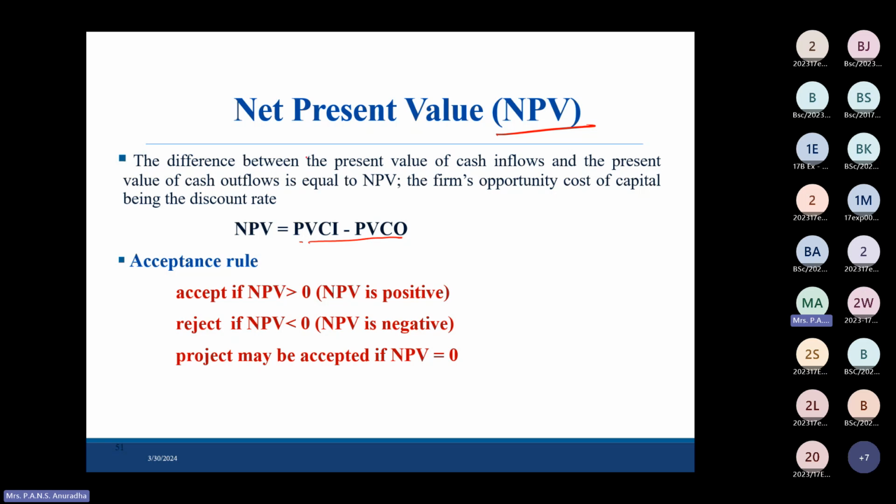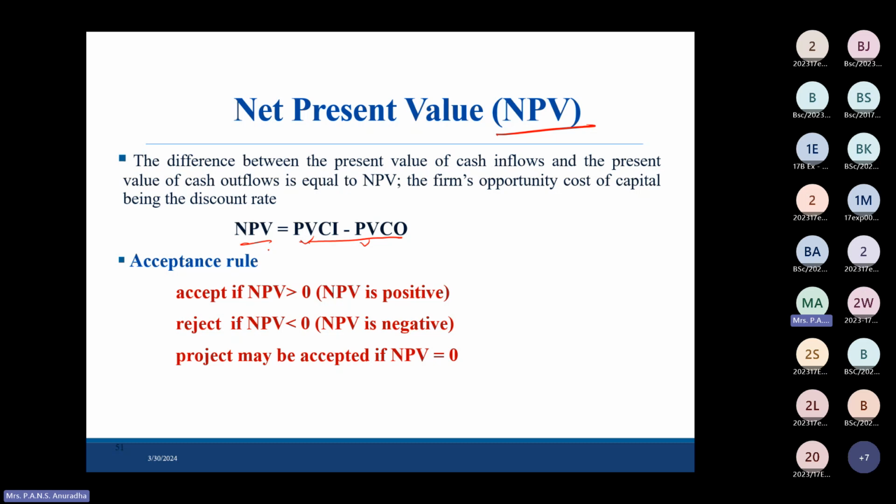Right. So what is the NPV? NPV is the present value of the cash inflow minus the present value of the cash outflow. So when we say present value, you know what it implies. Present value means time-adjusted cash inflow and time-adjusted cash outflow. So the difference between the present value of the cash inflow and the present value of the cash outflow, we call the net present value, NPV.